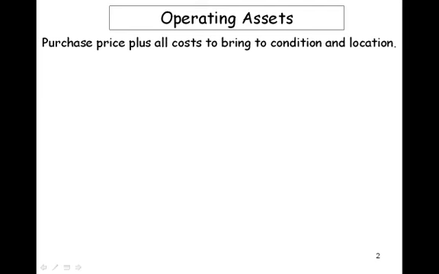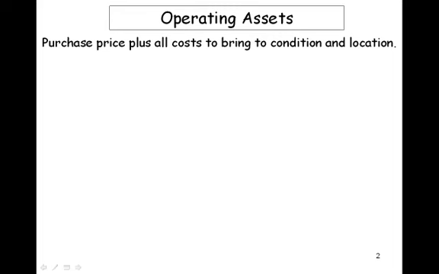Operating assets are non-current assets used to produce revenue. They are often reported as property, plant, and equipment. The acronym is PP&E. The costs used to record operating assets include the purchase price in addition to all costs to bring the asset to condition and location. Condition means installation and testing, and location means delivery.